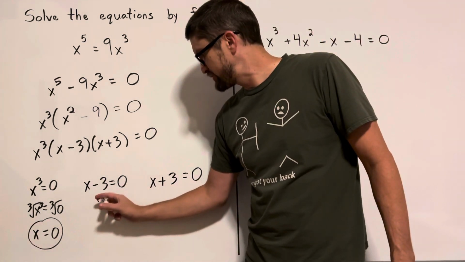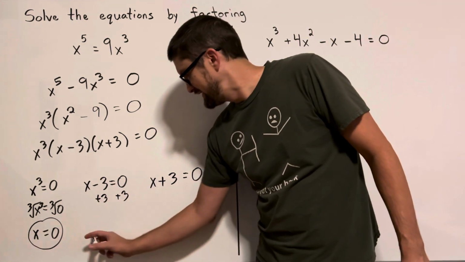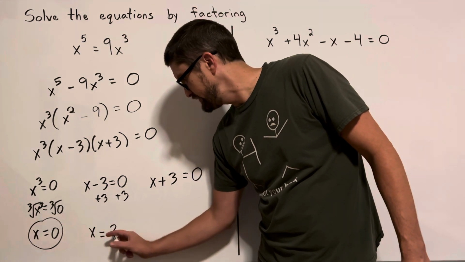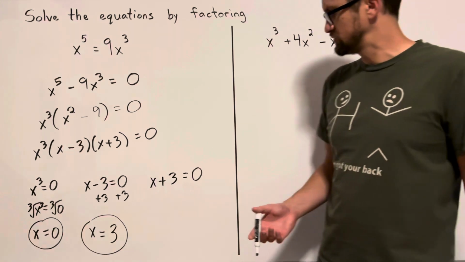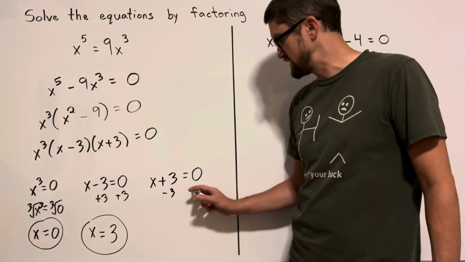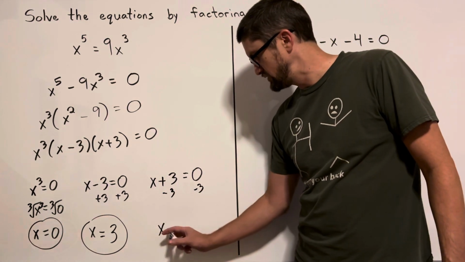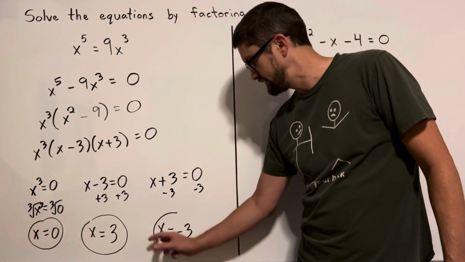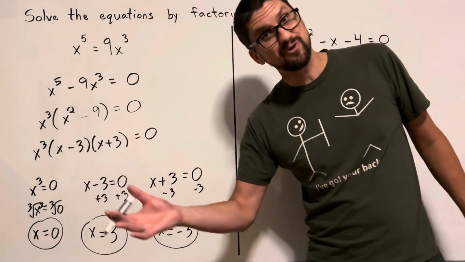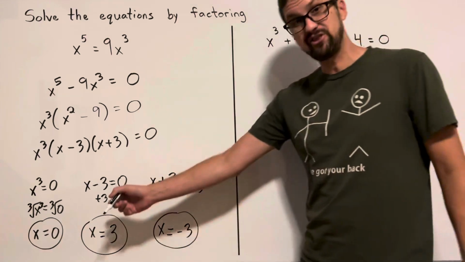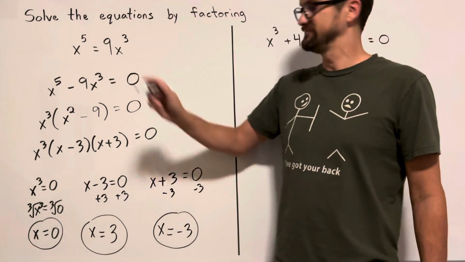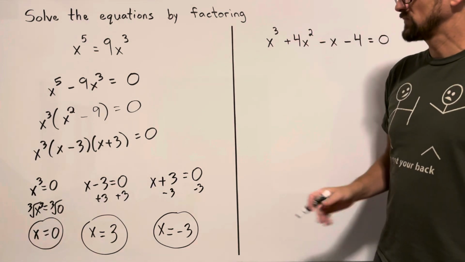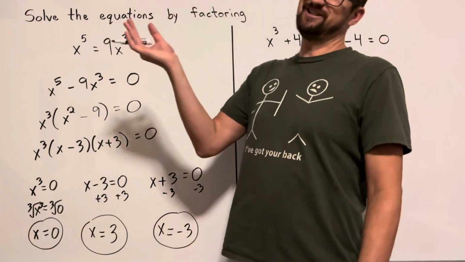For this one, you add 3 on both sides, and you'll get 3. So 3 is also a solution. And for this last one, you subtract 3 on both sides, and you get x equals negative 3. So negative 3 is also a solution. So you get 3 solutions that solve this equation. That's the first one. Let's look at the second one.